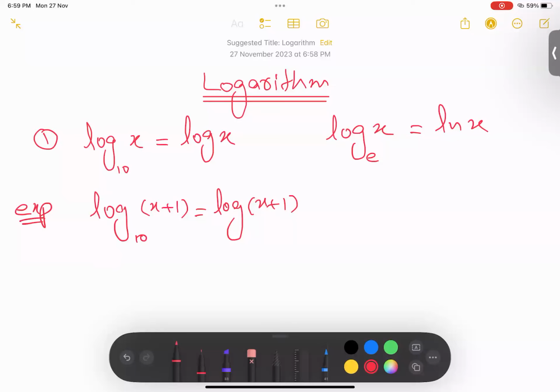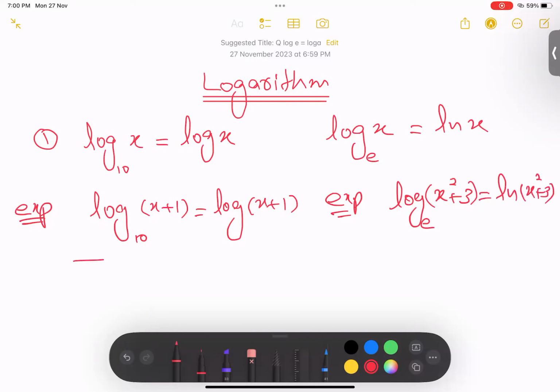And what about here? What is an example of this kind? Let's say I have a logarithm of x to the power 2 plus 3, in the bracket, and base e. So we can write the short form, ln of x square plus 3. I believe the first property is very clear. Only the writing style changes. If it's base 10 we write log, if base e we write ln. Let's talk about property number 2.